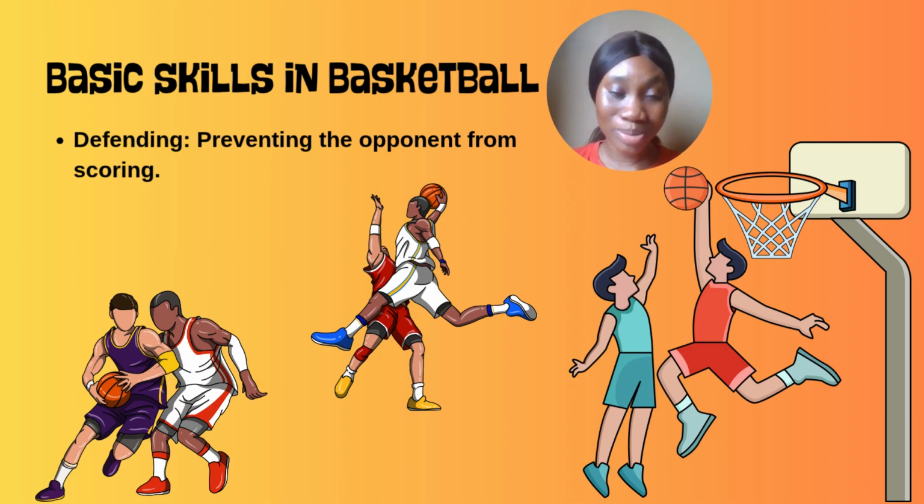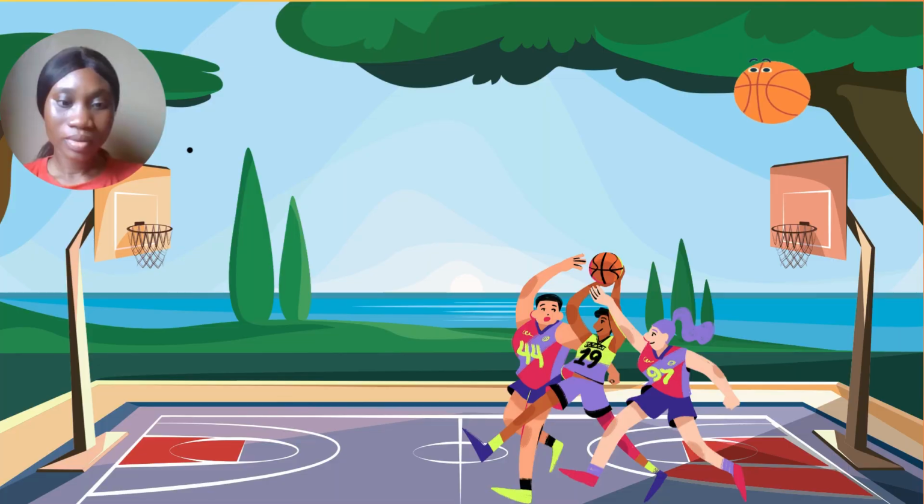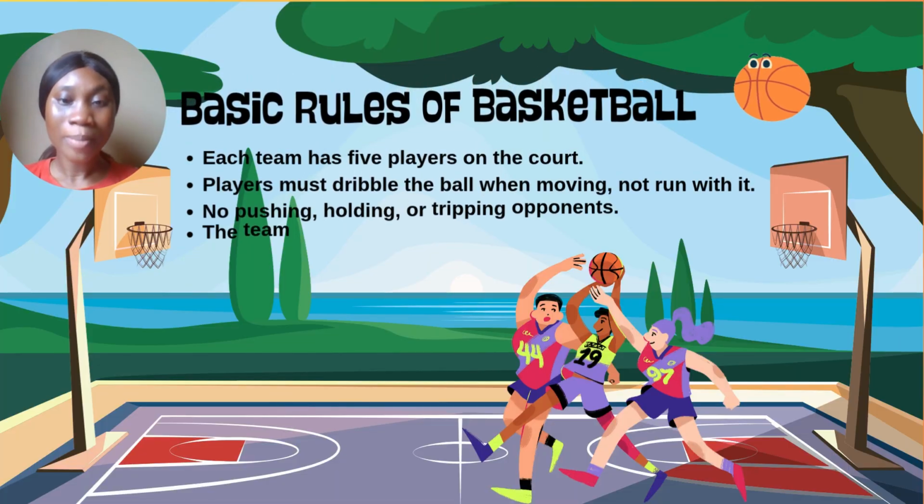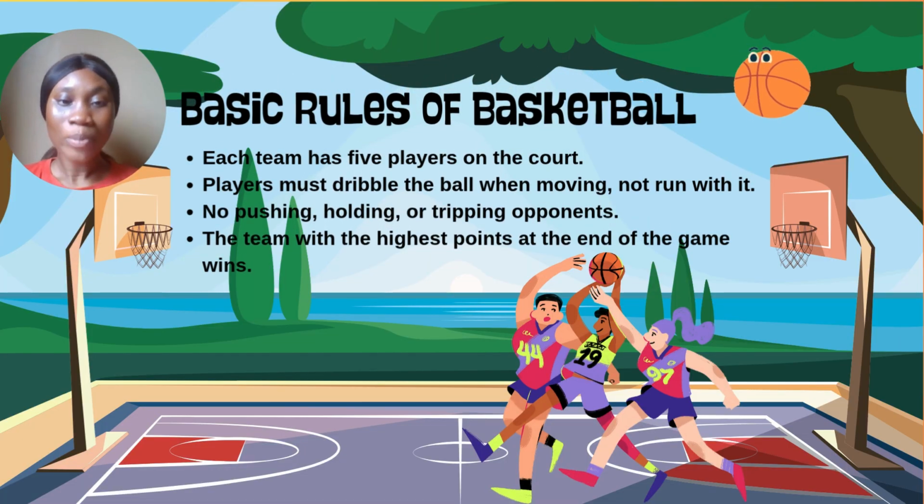So you need to learn how to dribble, you need to learn how to pass, you need to learn how to shoot, that is to score points. You need to also learn how to prevent your opponent from scoring a point. So we know what basketball is. We know how many players need to play basketball. We know what we need to play the basketball. We know the kind of skills we need to have to be able to play basketball. Now let's talk about the rules of basketball.